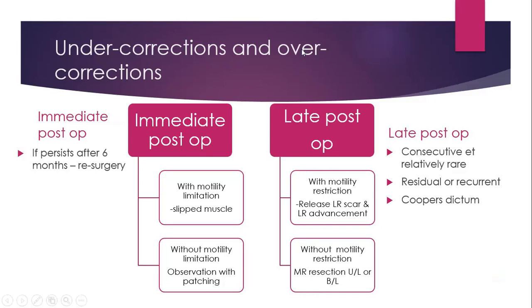And if this persists beyond 6 months, then we have to plan a resurgery in the late post-operative period, if there is motility restriction. So what is Cooper's dictum? He described that if the muscle is tight, if the motility restriction is there, then it is better to operate on that muscle where restriction is. So if there is motility restriction, it could be because of LR scar, or LR advancement can be tried. Without motility restriction, then medial rectus can be resected, unilaterally or bilaterally.